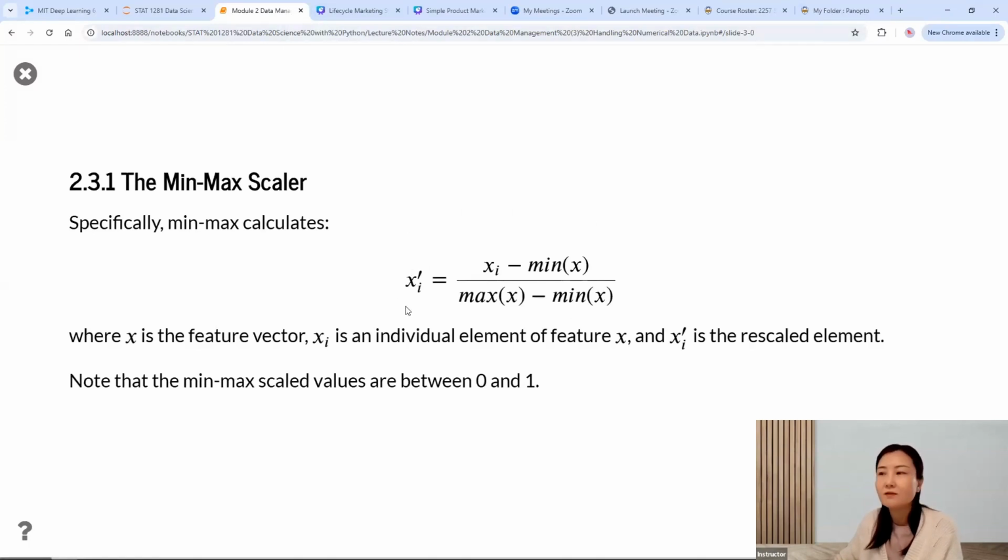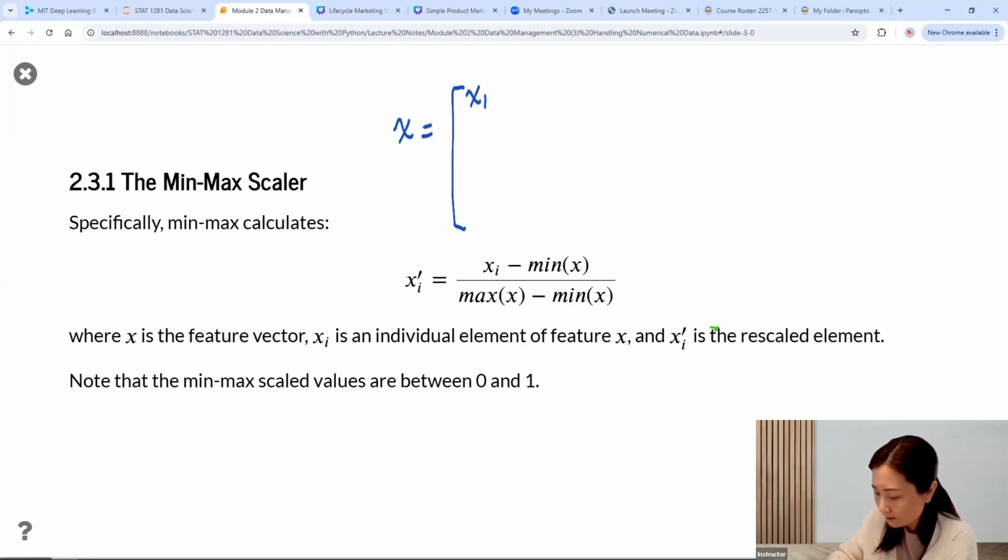Xi prime is the processed transformed value, and is equal to xi minus the mean of x divided by the range of x. In this formula, x is a vector. So let me make it clear. Use different color. So this x is a vector. For example, we have n observations. Okay, this is a vector.